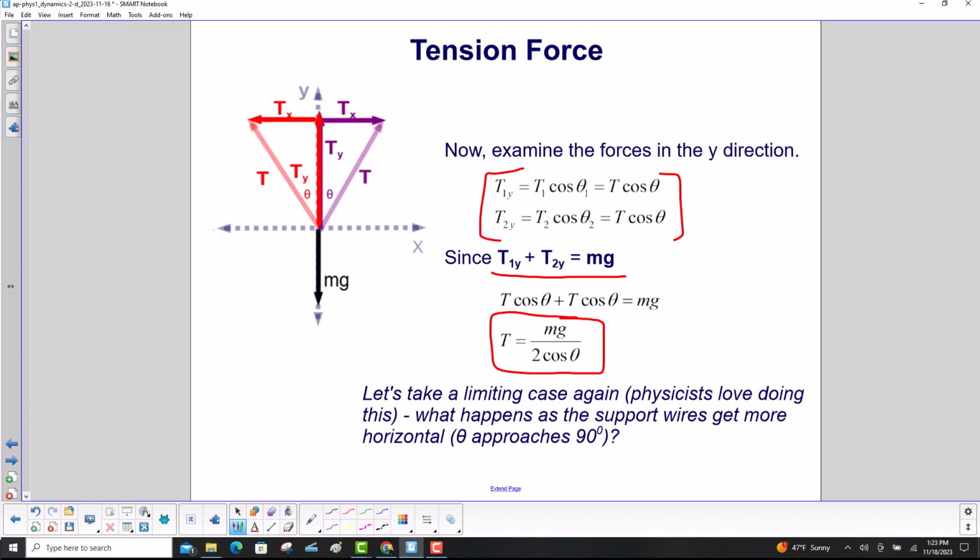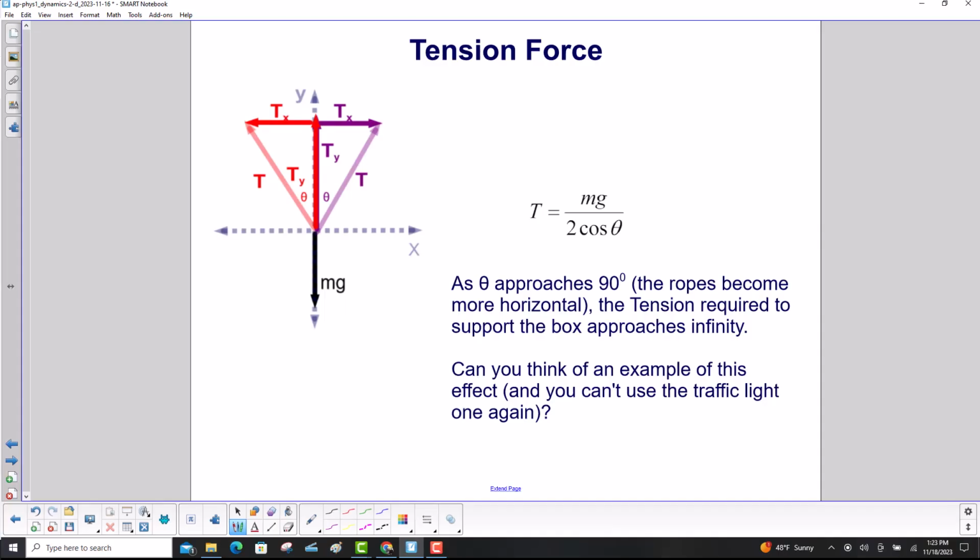Let's take a limiting case again. Physicists love doing this. What happens as the support wires get more horizontal? For example, they start going like this, and then like this, and like this. What happens as theta approaches 90 degrees? Remember, we're measuring theta from the vertical axis. As theta approaches 90 degrees, the ropes become more horizontal. The tension required to support the box approaches infinity.